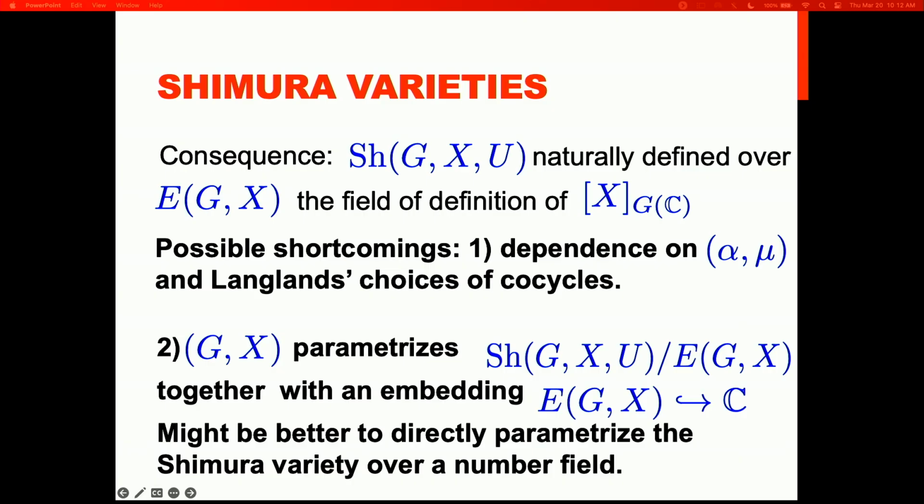And secondly, this data of Deligne, this G and X, parameterizes not simply the Shimura variety over this number field over which it's naturally defined, called the reflex field, but it really parameterizes the Shimura variety over the reflex field together with a preferred choice of embedding of the reflex field into the complex numbers.